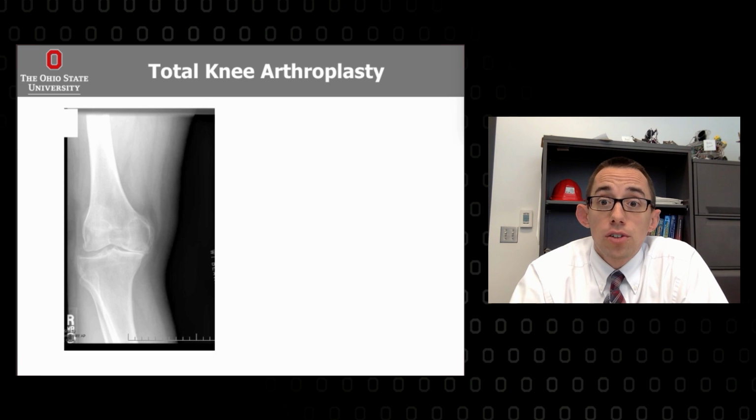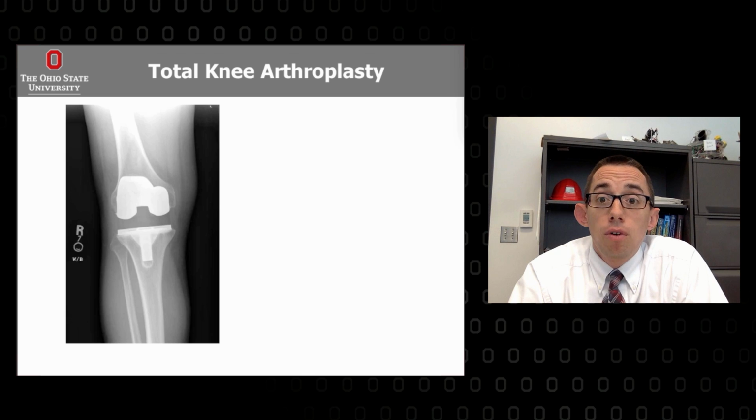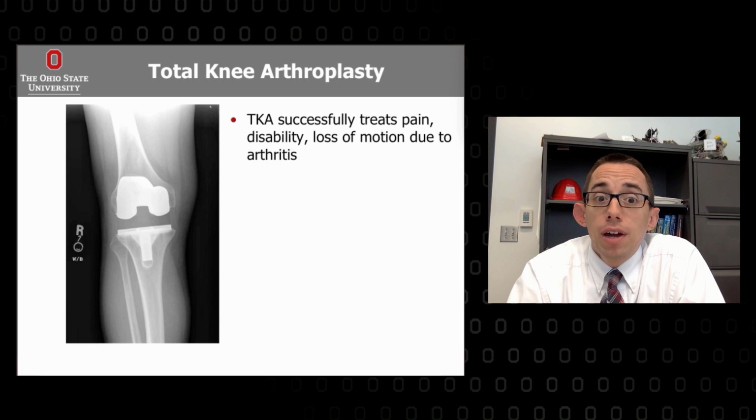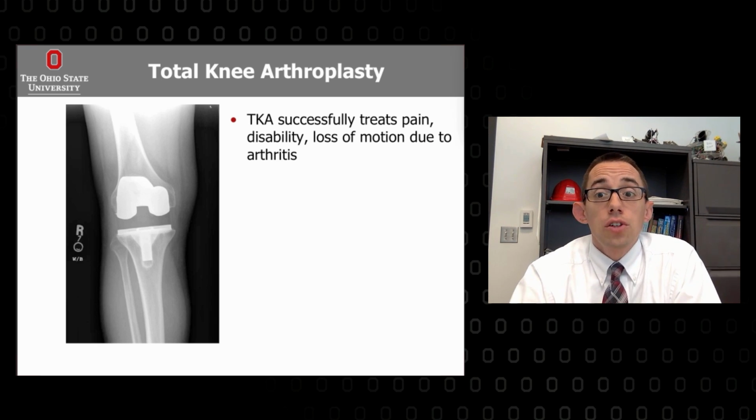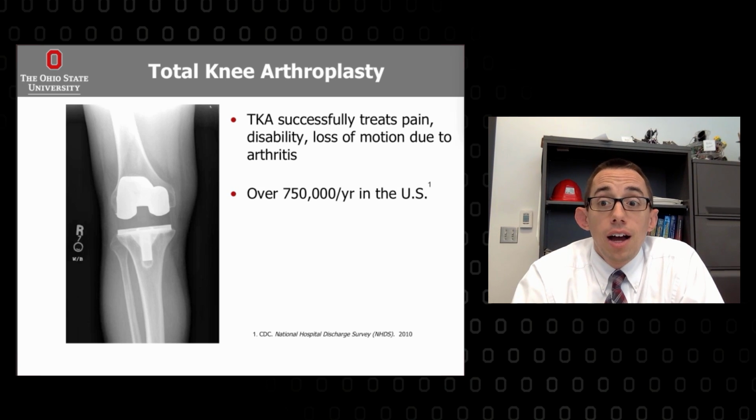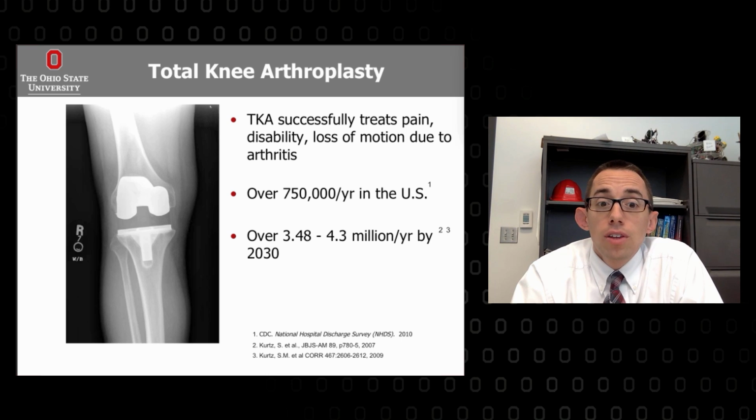So a total knee arthroplasty, or total knee replacement, takes that direct bone-on-bone contact, which would be quite painful, and replaces it with a cobalt chromium and ultra-high molecular polyethylene insert. Now, a TKA successfully treats the pain, disability, and loss of motion due to osteoarthritis. This is quite common. As of a couple years ago, over 750,000 were performed in the United States every year. Again, as these baby boomers get older, by 2030 there will be approximately between 3.5 and 4.3 million total knee arthroplasties performed per year in the United States alone.